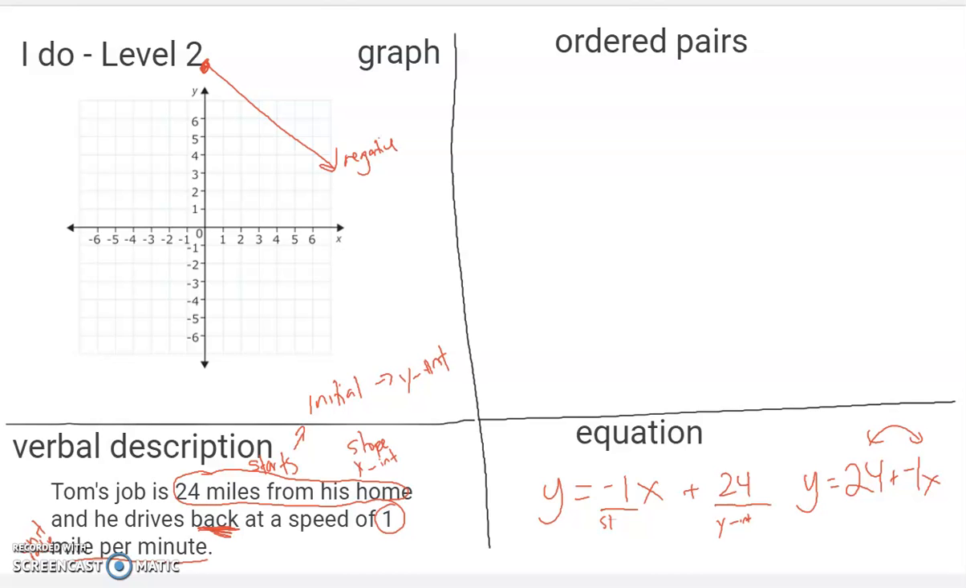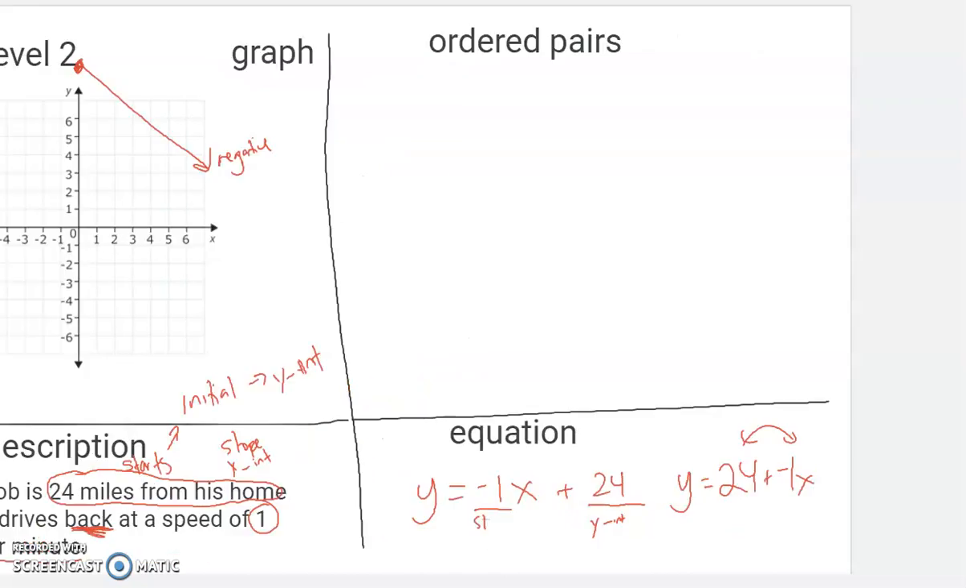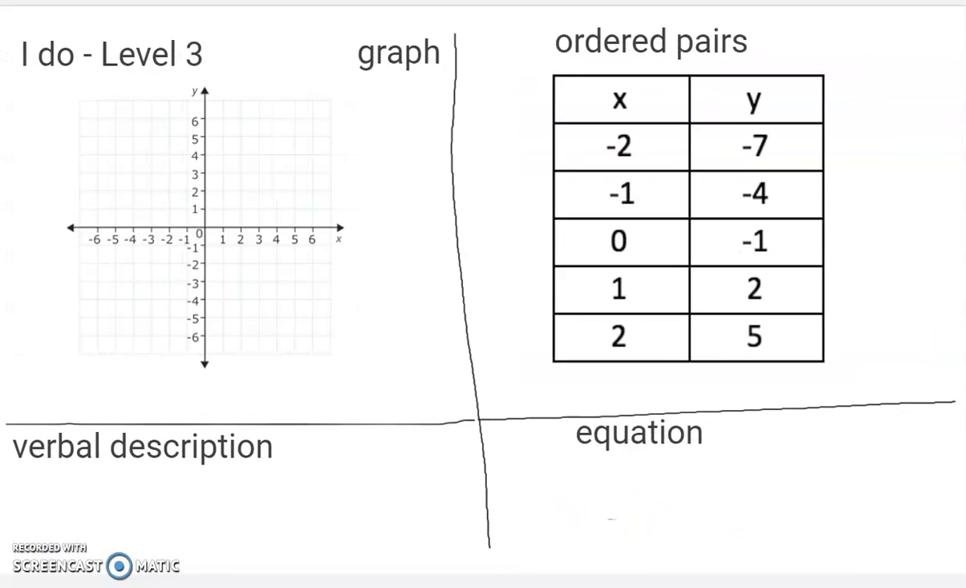That's kind of like a level 2. It doesn't say slope, it doesn't say y-intercept, but really they're there if you know how to read a verbal description. Level 3 might be something like this from ordered pairs. What I'd like to do is write this in slope-intercept form, y equals something times x, that's the slope, plus something, that's the y-intercept, that constant value. But I don't have either of them.